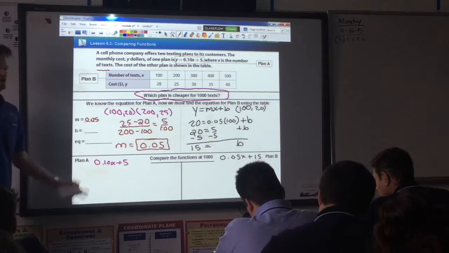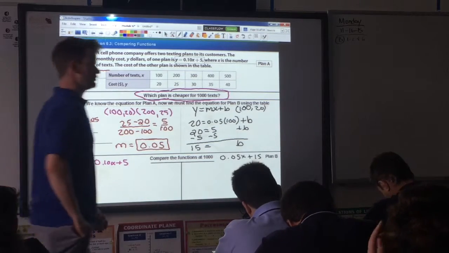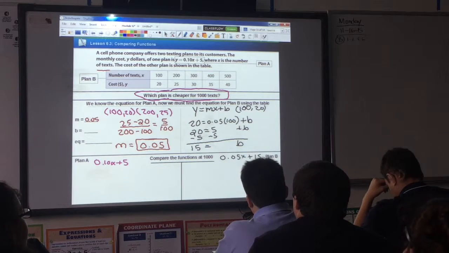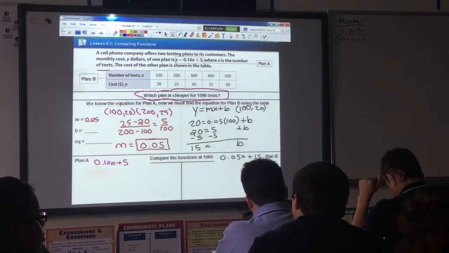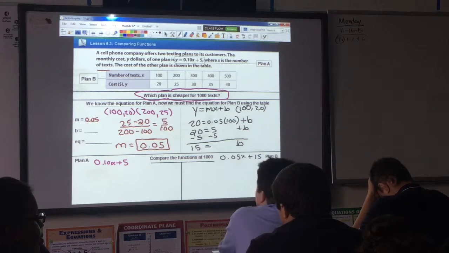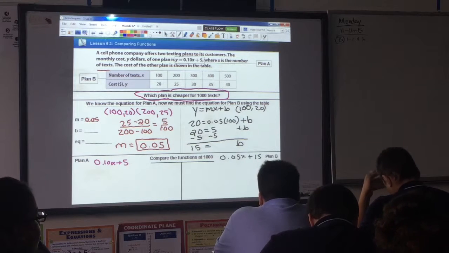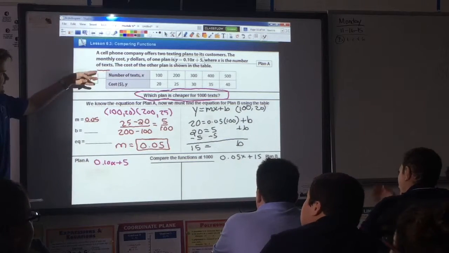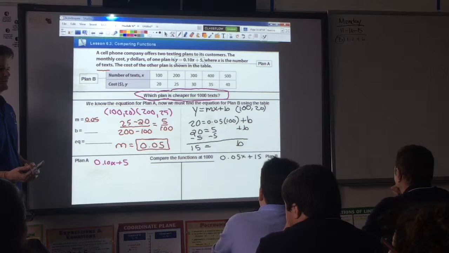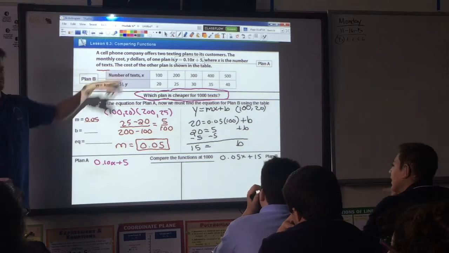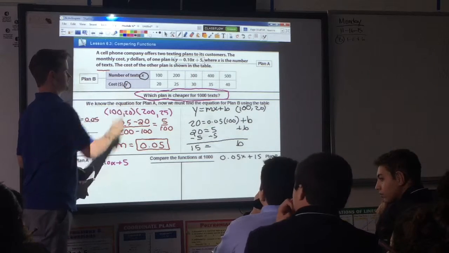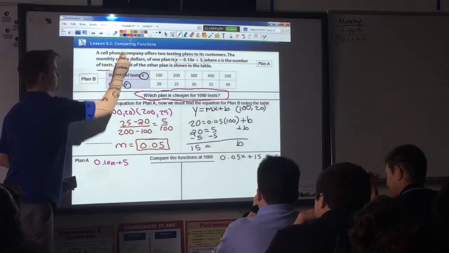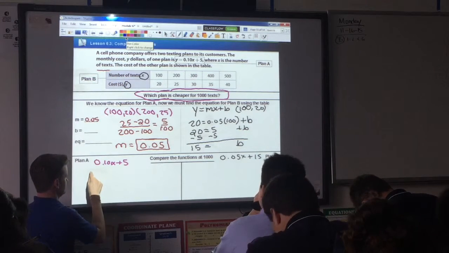We have the equation for plan A. So what do I have to do now? What did I circle up there in pink? It says, which plan is cheaper for 1,000 text messages? Now, looking at our table, I need to figure out, text messages, is that X or Y? Is text messages the input or the output? It's the input, which is the X value. So text messages is my input, cost is my output, which means when I'm substituting in 1,000, I'm substituting that in for X.